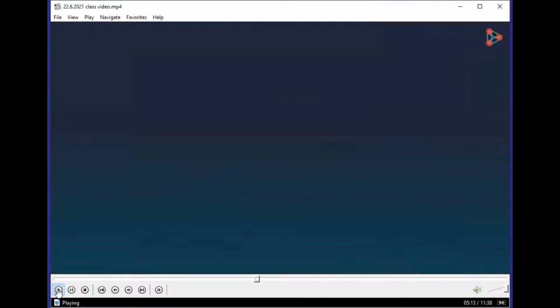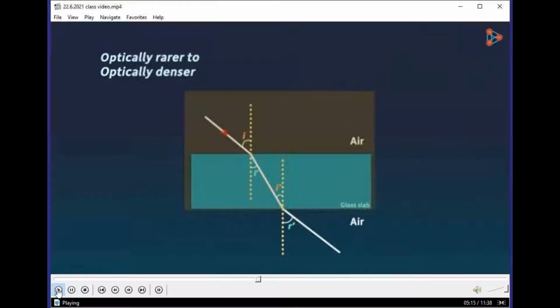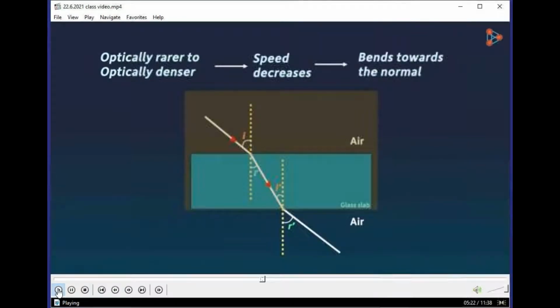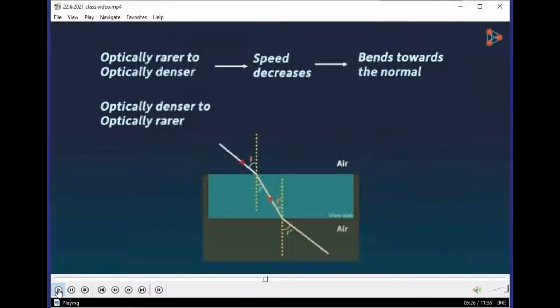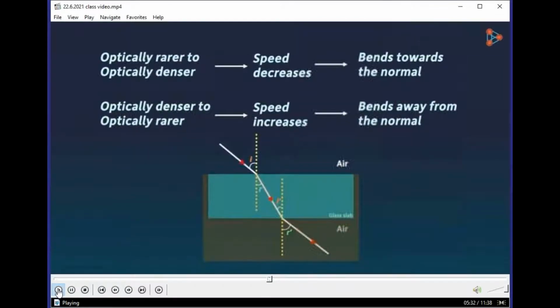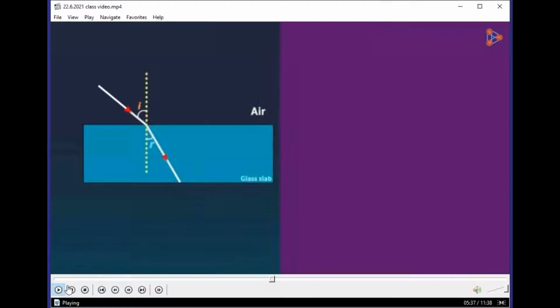So what do we understand by this? How can we summarize it? When light is traveling from an optically rarer medium to an optically denser medium, its speed will decrease and it will bend towards the normal. Whereas when the light is traveling from an optically denser medium to an optically rarer medium, its speed will increase and it will bend away from the normal. Now that this is clear, I want you to understand another concept.